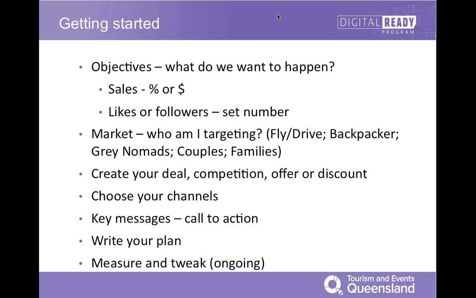Then once you've set your objectives, what am I trying to achieve as a result of doing this activity? Set that. And then who am I targeting? So am I targeting the fly drive market? Am I targeting the backpacker market? Am I targeting grey nomads? Is it couples? Is it families? It's best to have a particular segment that you're targeting, because it's much more efficient. It's very difficult and expensive to advertise to everybody who comes to you.